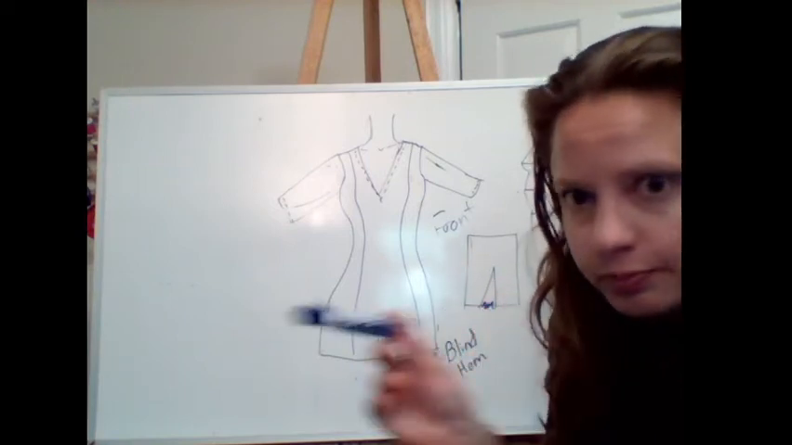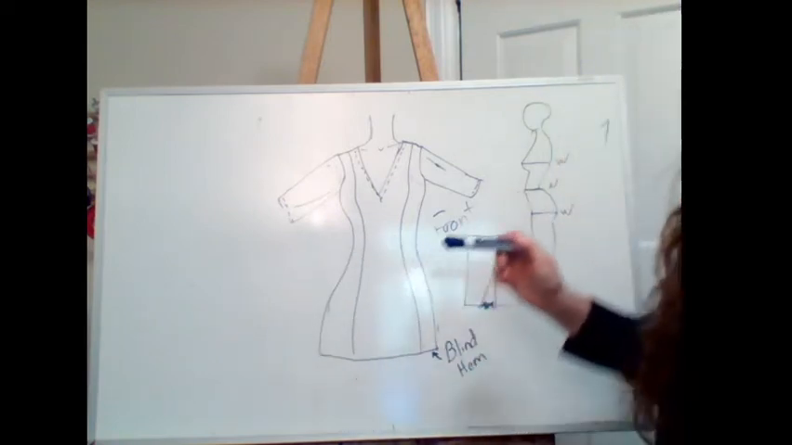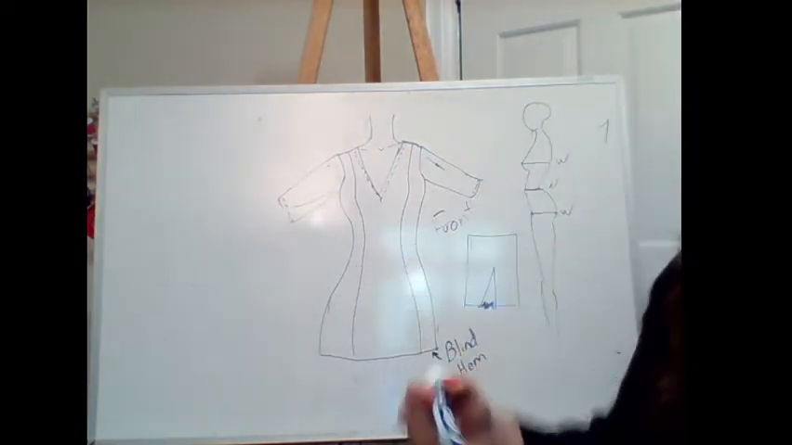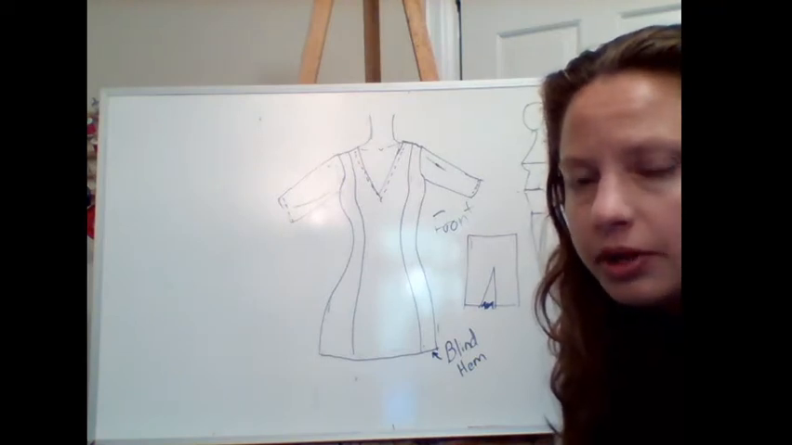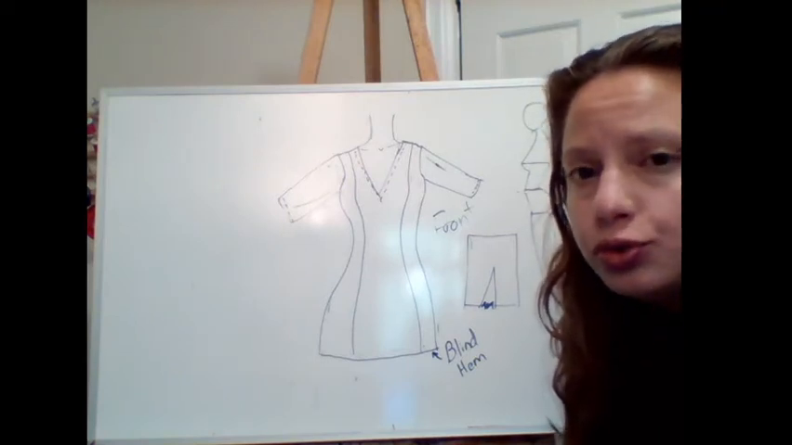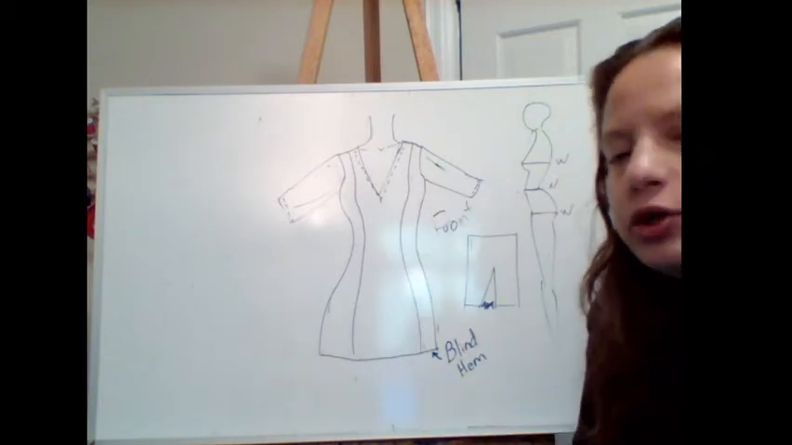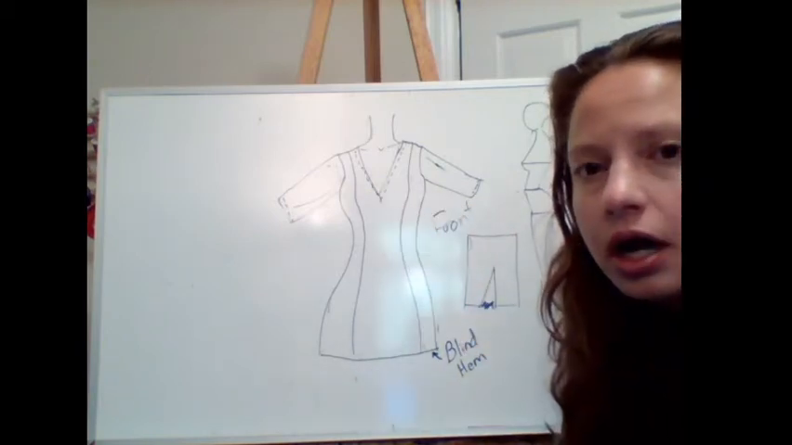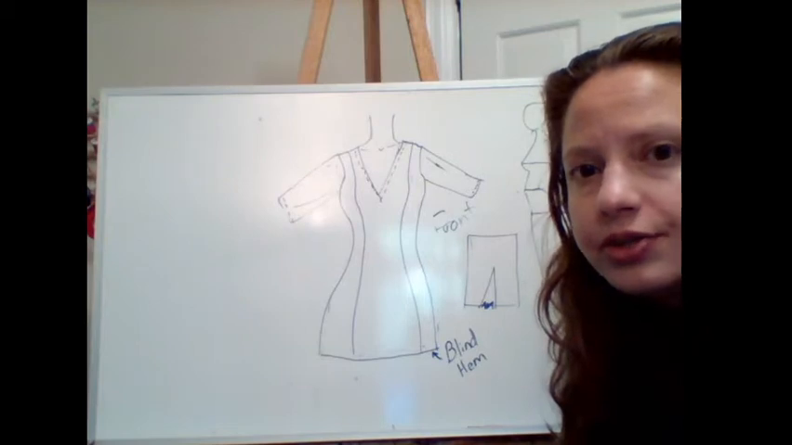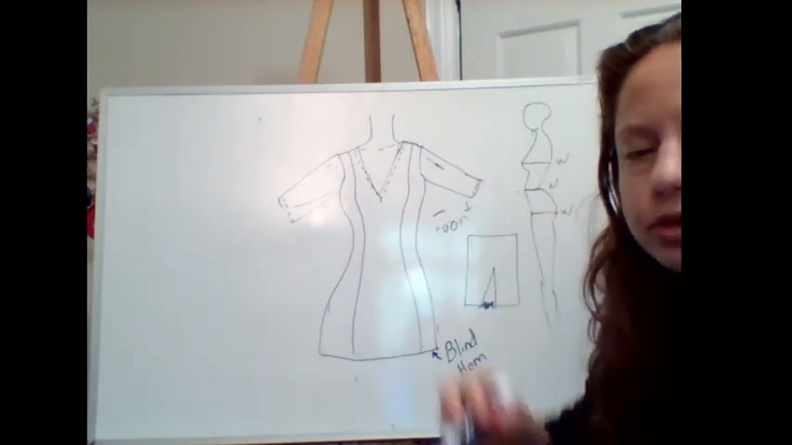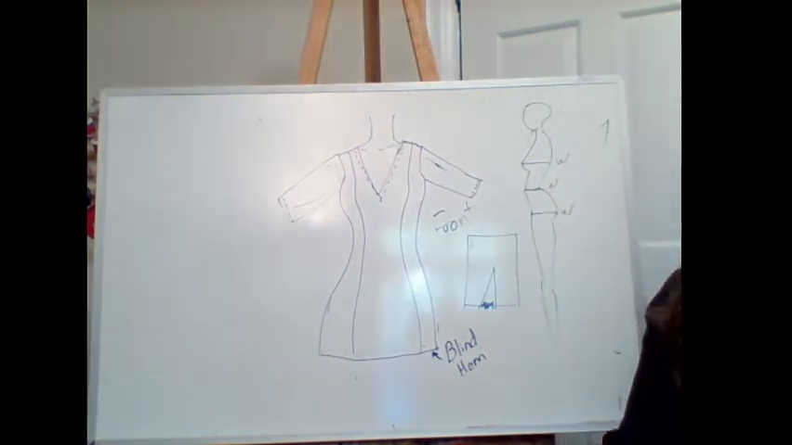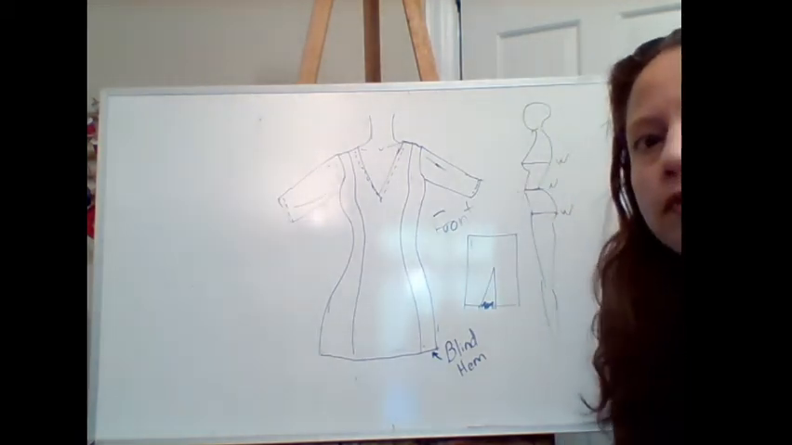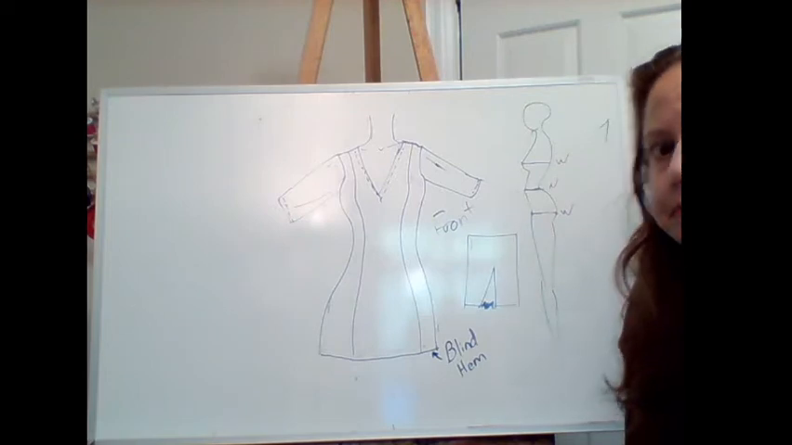But for the most part, when we draw flats, side seams are so ubiquitous and found on almost every garment that we are just going to assume that there are side seams here, and we don't need to do any additional indication that there is a side seam or a shoulder seam, and so on, just because they're so common.